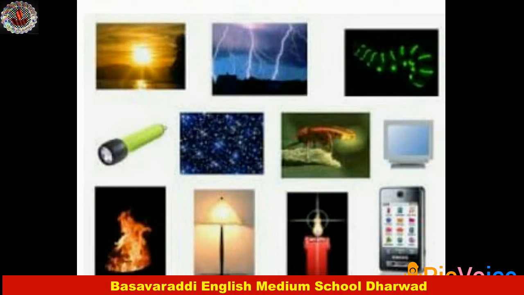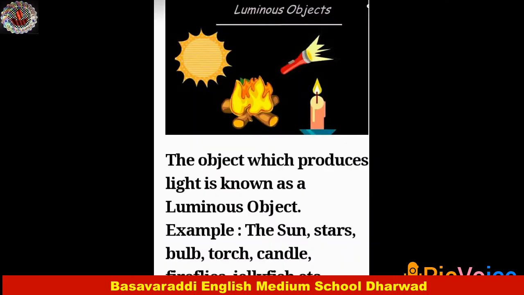It means light is a form of energy that enables us to see all the things around us. The main source of light on the earth is the sun. Plants are able to prepare their own food using sunlight. Objects are classified into two types. The first one is luminous objects and non-luminous objects.